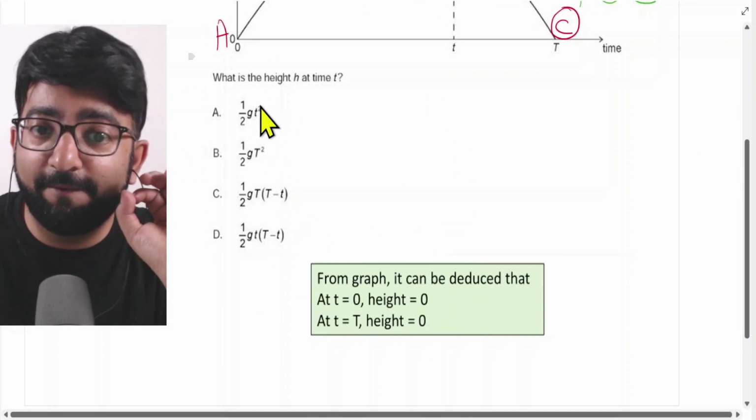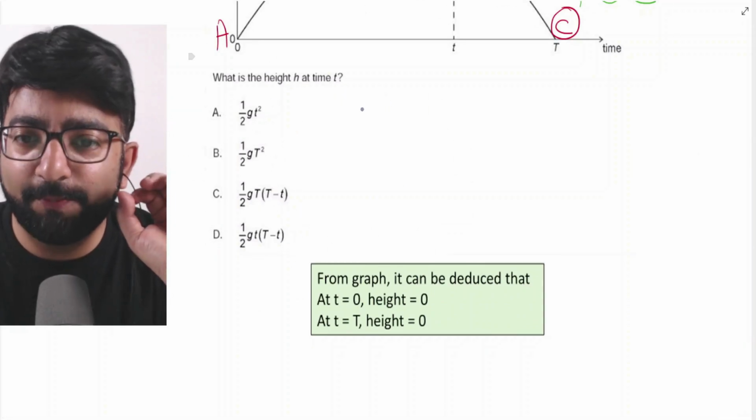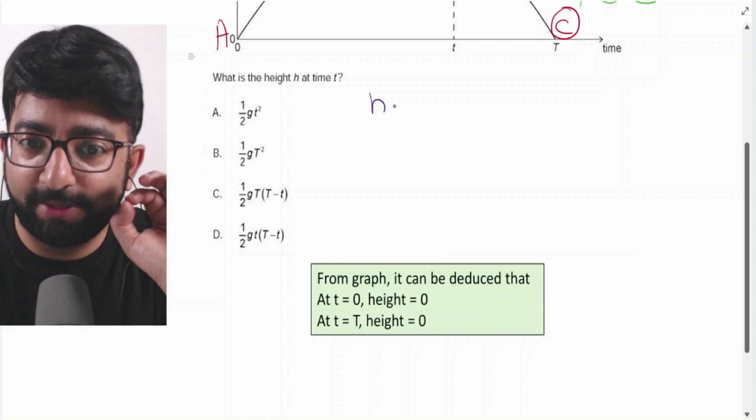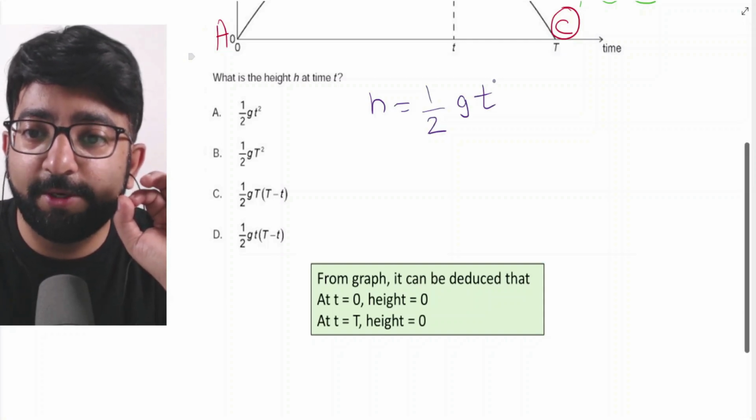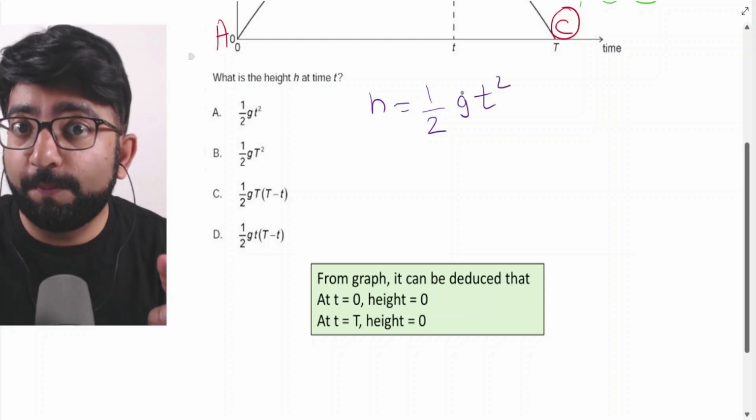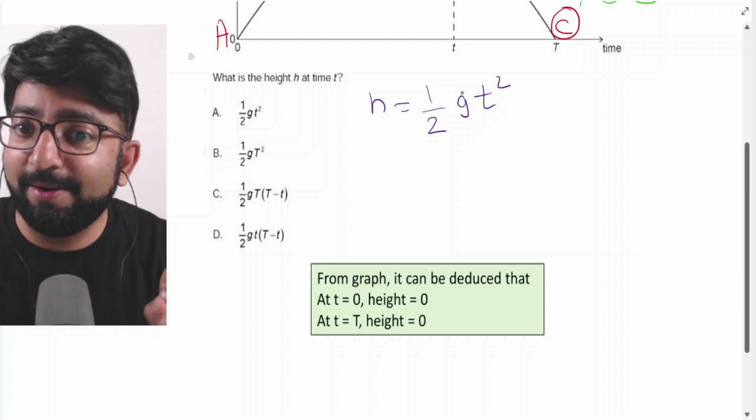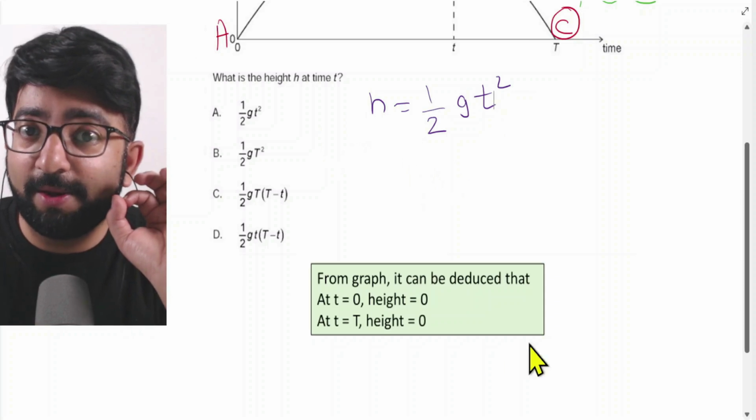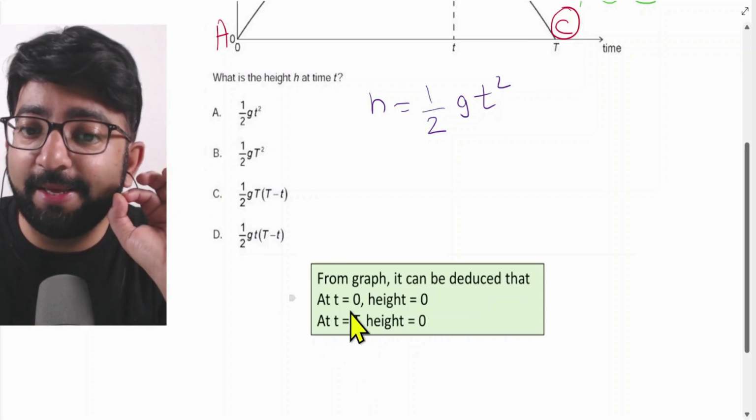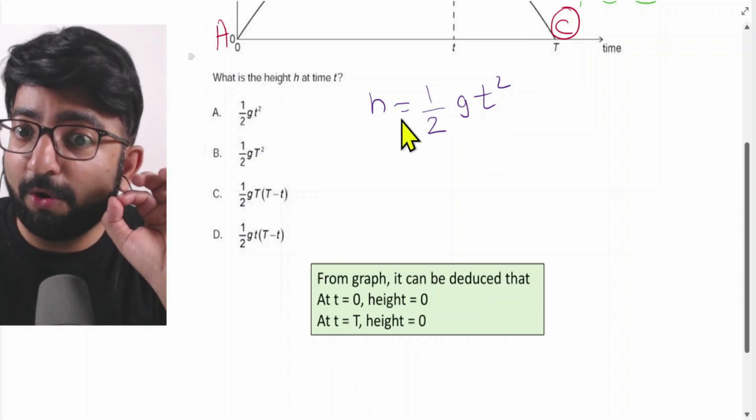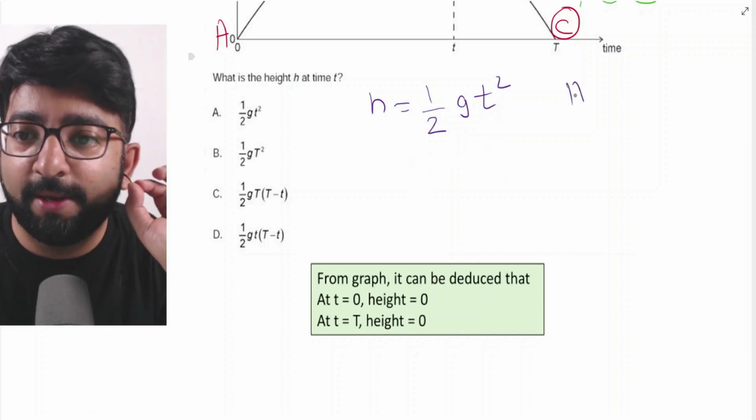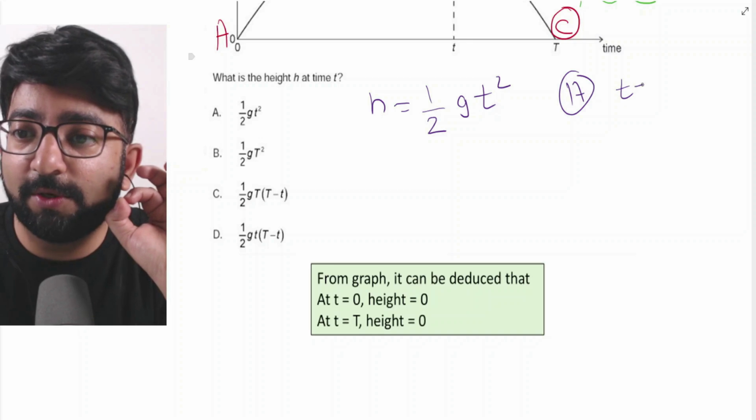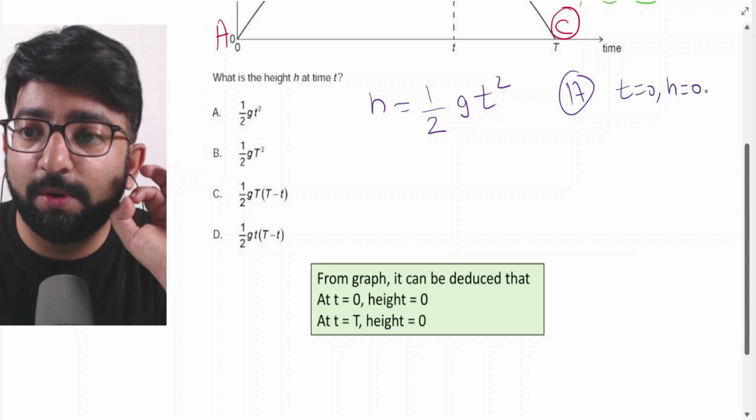Let's look at option A, which is half gt square. Let me write this separately. Option A states that the height of the ball at a particular time t will be half gt square. Now, if this option is indeed correct, then it is going to satisfy our observation. So if you put t is equal to 0 here, of course, the value of height will come out as 0, which means option A is satisfying the t is equal to 0, h is equal to 0 condition.